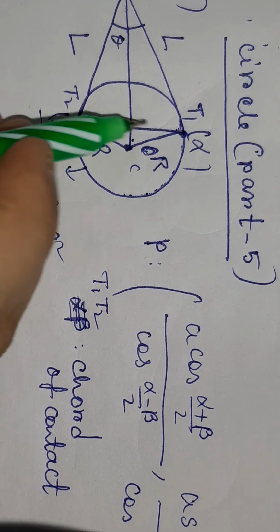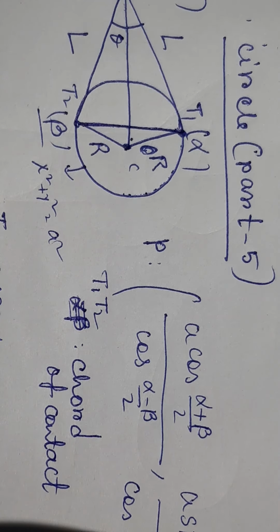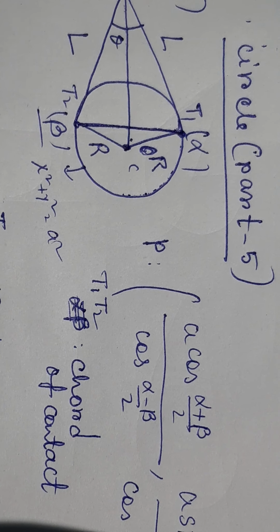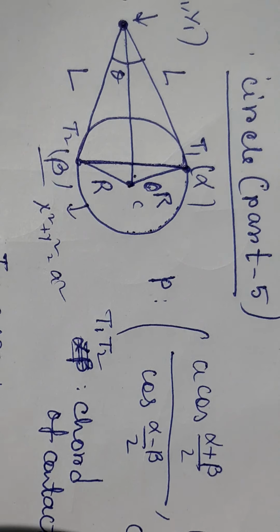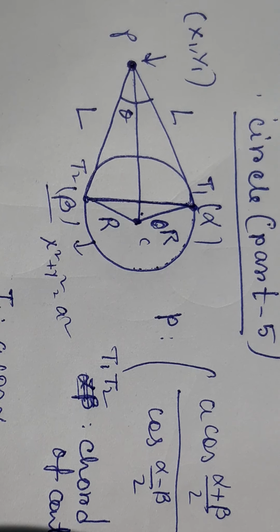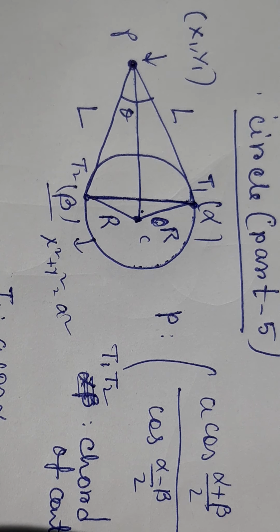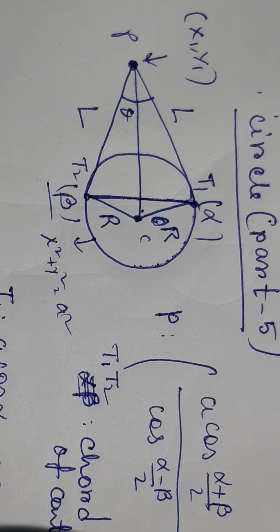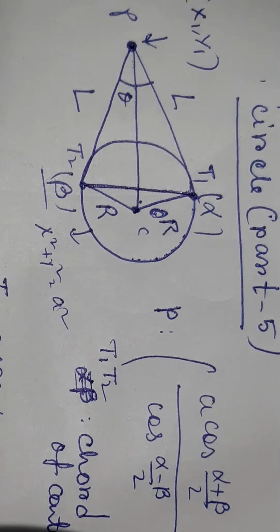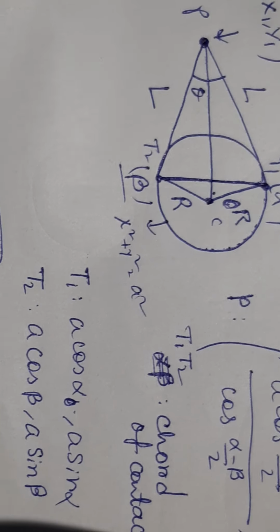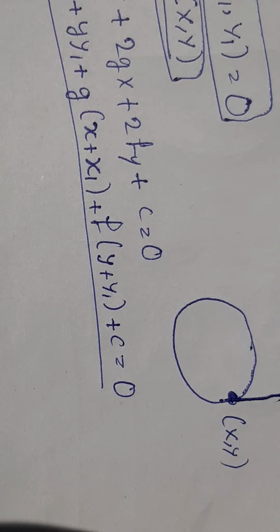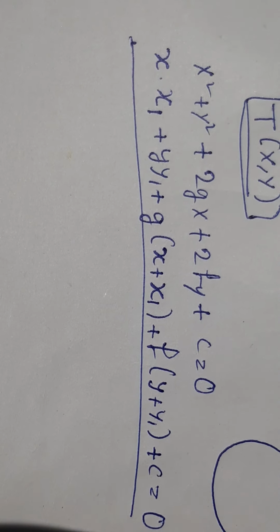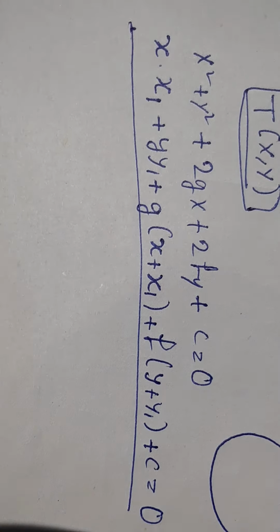That is the chord of contact T1 T2, which will be the equation of the tangent considering that the point (x1, y1) lies on the circle, and then what will be the tangent of this circle at this point. So now what is the length of this T1 T2? So I will tell you what is the length of T1 T2.